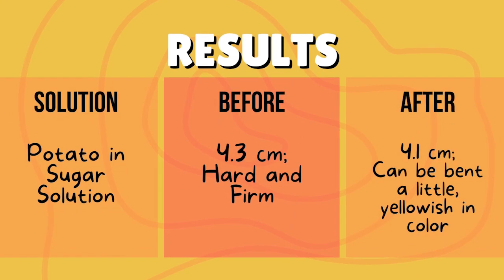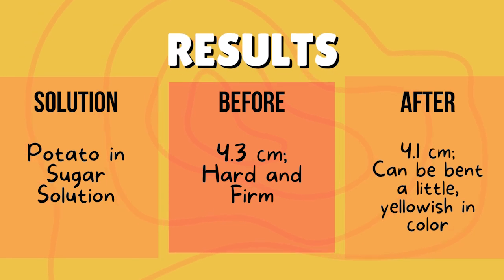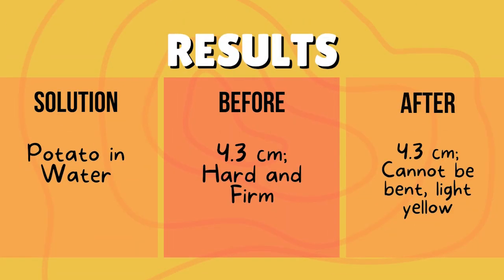For the potato submerged in the water and sugar solution, which was 4.3 cm in length before and had the characteristics of being firm and hard as well, it shrunk to 4.1 cm in length and looked yellowish in color. The potato became a bit soft since it can be bent a little now. And for the potato in the water, no changes occurred. It kept its firm characteristics, and a natural yellow color remained.